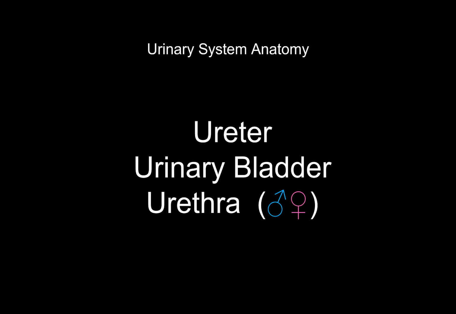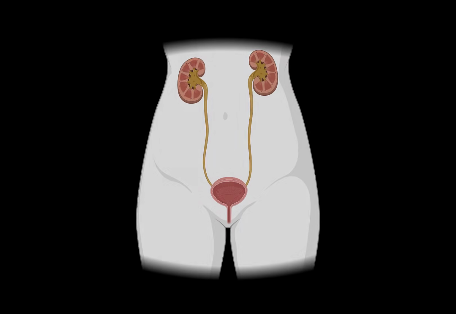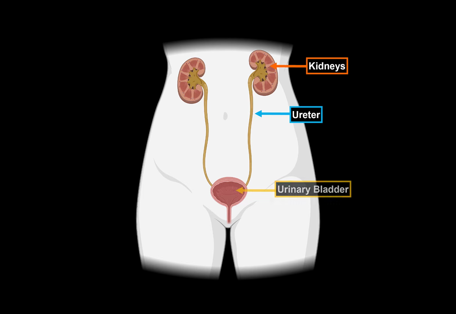In this segment, we will be talking about the anatomy of the ureter, the urinary bladder, and the urethra in both male and female. So the urinary system consists of all the organs involved in handling the urine, and these are the kidneys, the ureter, the urinary bladder, and the urethra. In our last video, we covered the anatomy of the kidneys. Now, let's do the rest of the urinary system.